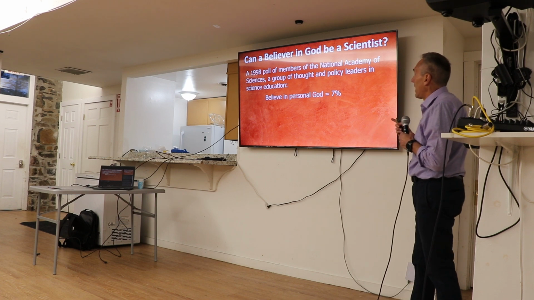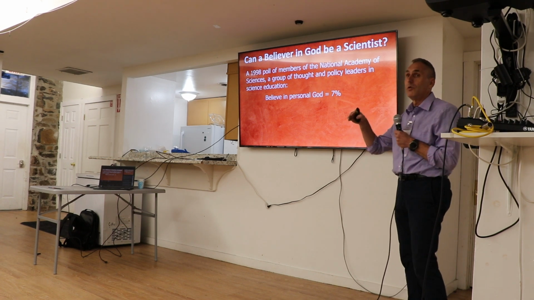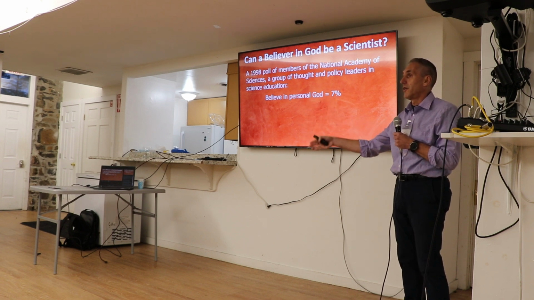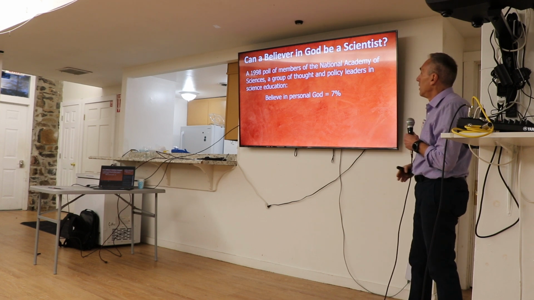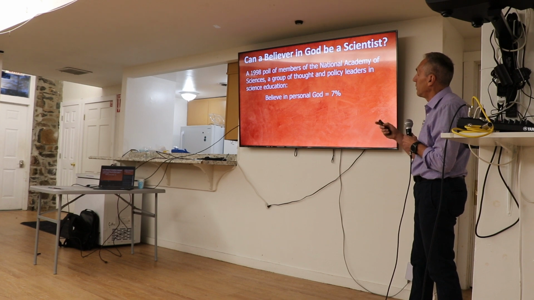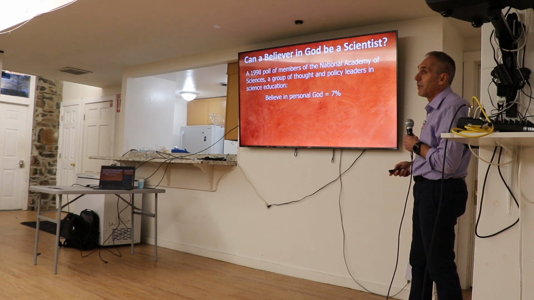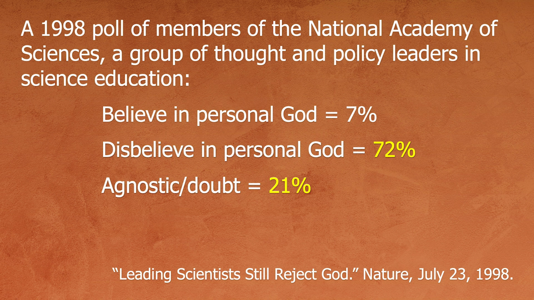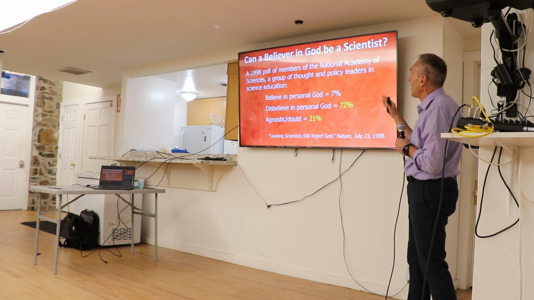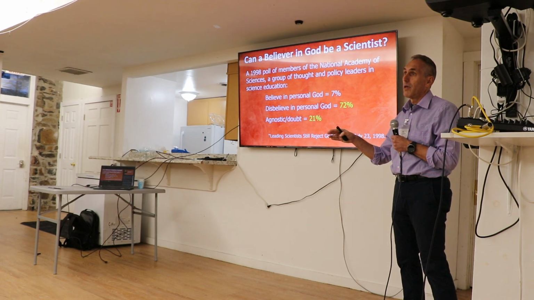1998 poll of members of the National Academy of Sciences. This is the group of people who basically do the textbooks in our grade school, public schools, and our universities and the like, thought and policy leaders in science education. How many of these people that were polled believe in a personal God? 7%. How many disbelieve? 72. And how many are agnostic or saying, I don't know and I really don't care? 21%. So this tells us that a full 93% of those in the National Academy of Sciences are not believers in God.